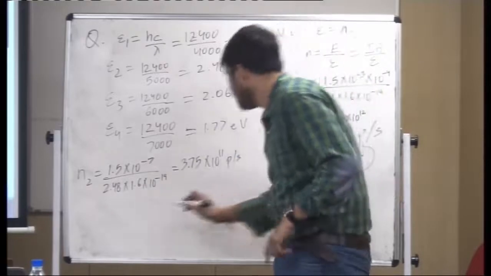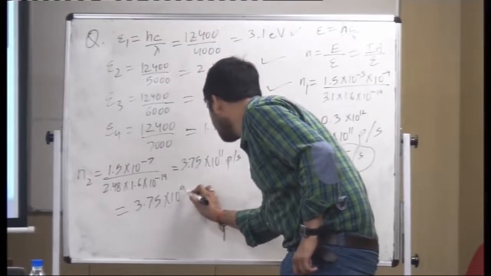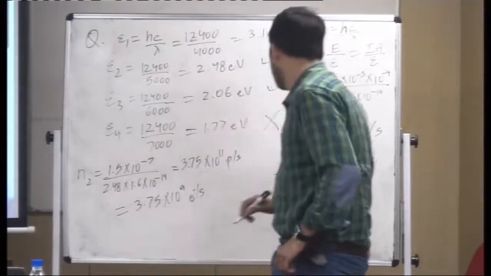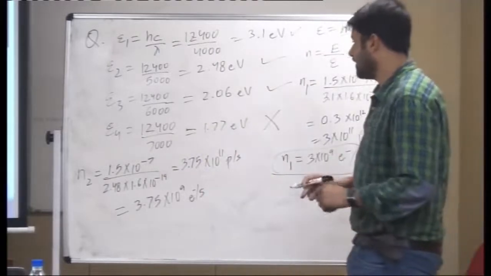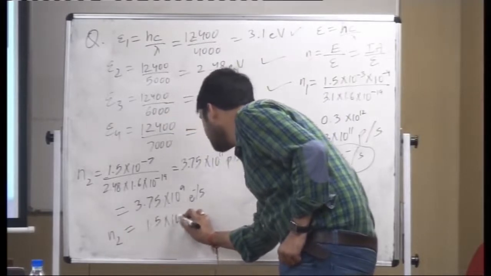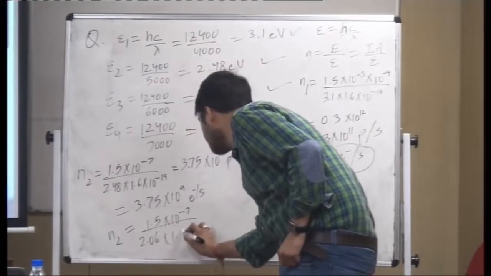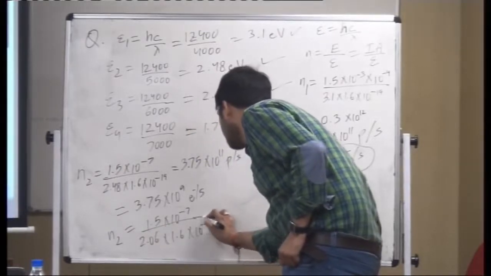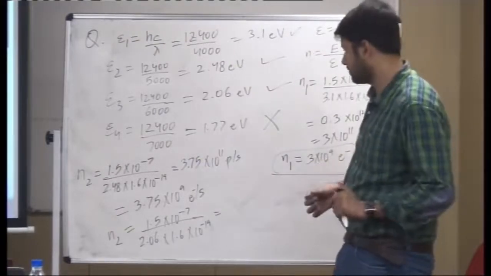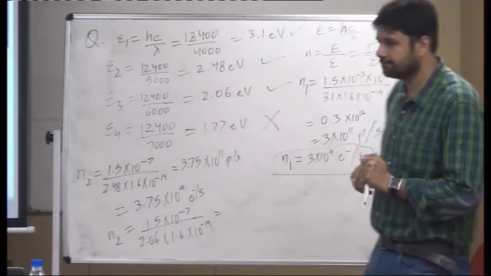Right? So the number of electrons emitted would be 1% of this, into 10 raised to power 9 electrons per second. For the third case, number of photons would be 1.5 into 10 raised to power minus 7 upon 2.06 into 1.6 into 10 raised to power minus 19. So this is how much?